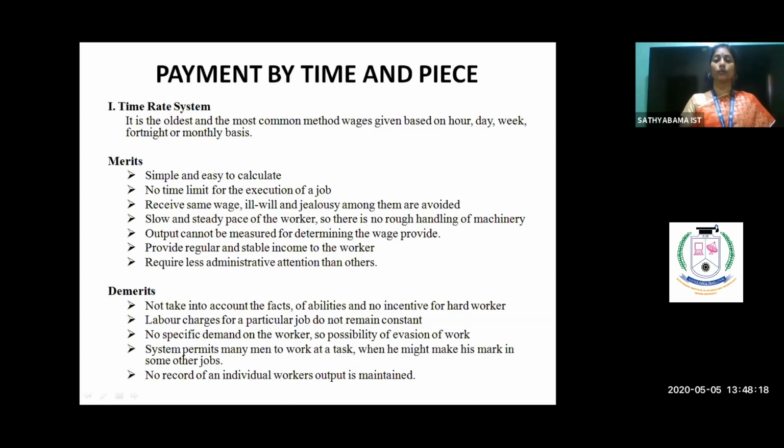There is no specific demand on the workers, so there is the possibility of evasion of work. The system permits many men to work at a task, and he might make his mark in some other jobs. So he'll be specialized in only one task, which may not increase his ability at times, missing the opportunity to increase other talents. No record of an individual worker's output is maintained. As a whole, they'll be given a wage for an hour or for how many hours they work, monthly or weekly. So no variation is there. So that's all about payment by time.